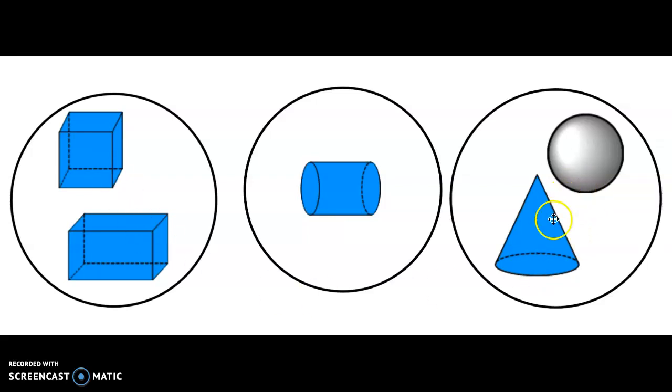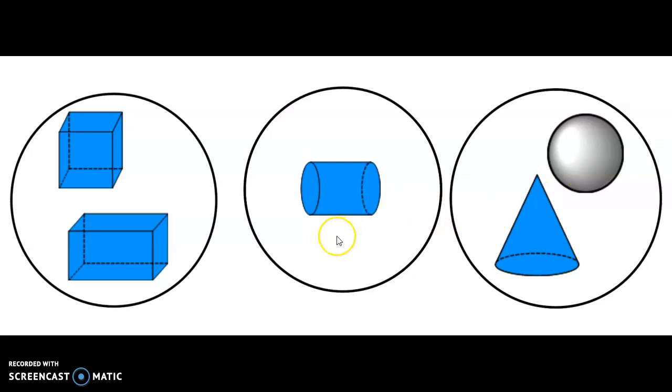I came over here and I put the cone and the sphere in the same group because they both have a curved surface and they can both roll. So the sphere, like if you've ever played with a soccer ball, basketball, you know that a sphere could roll, whichever way you throw it. A cone will roll around in a circle, but on that curved surface, it is able to roll.